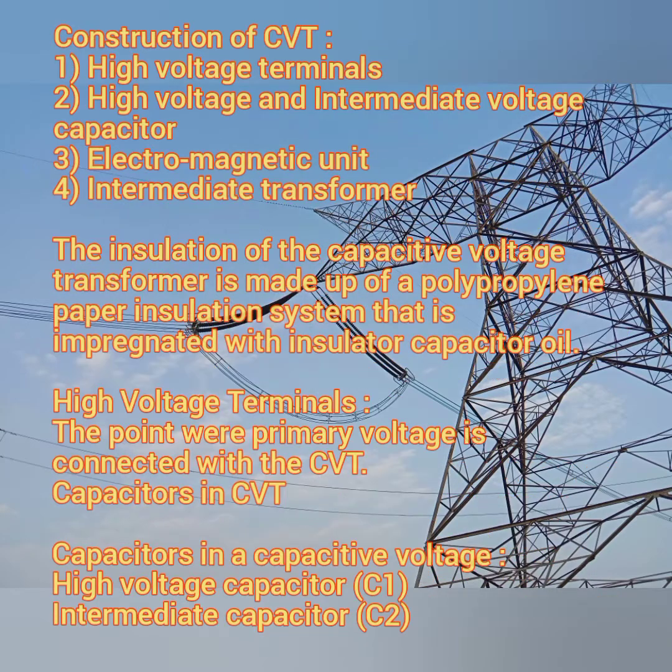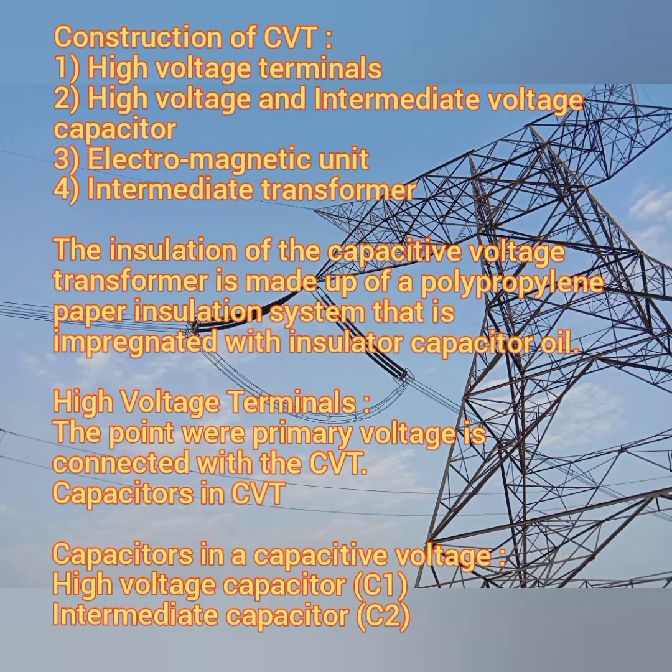Next, construction of CVT. High voltage terminals at the top, then high voltage and intermediate voltage capacitors, which have a number of stacks of capacitors, including insulating mediums. Then the electromagnetic unit, EMU for short. Then the intermediate transformer, which means the step down transformer. The insulation of a capacitive voltage transformer is made of polypropylene paper insulation systems. This is impregnated with insulating capacitor oil.